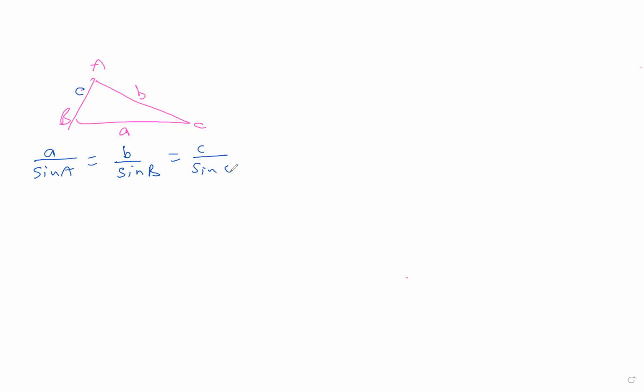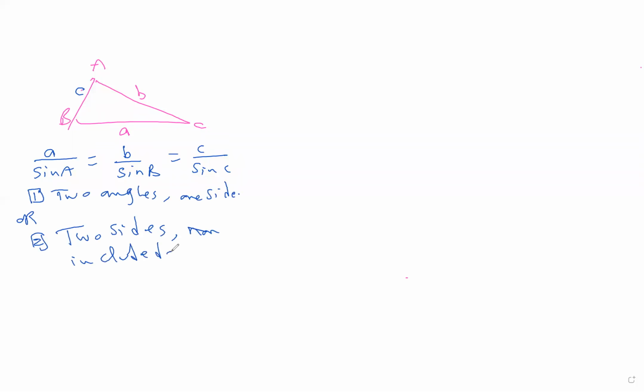We can use this formula or this rule if the given is one of the following. Number one, if the given is two angles and one side, any side. Or number two, the given is two sides and a non-included angle.